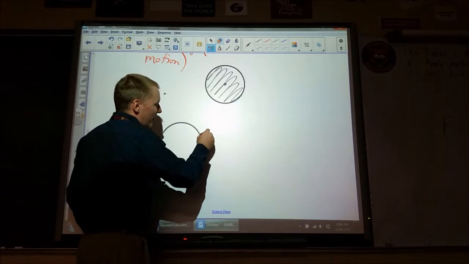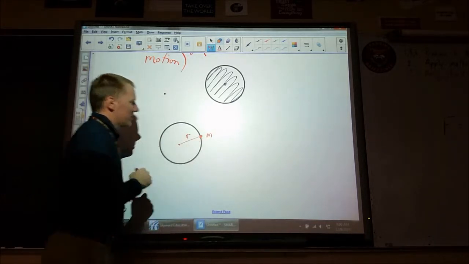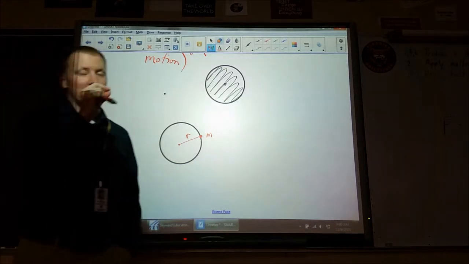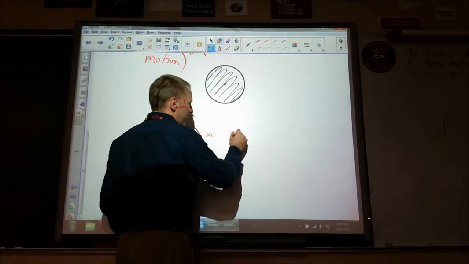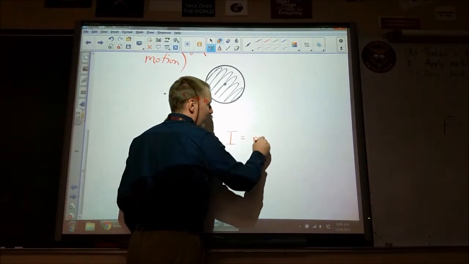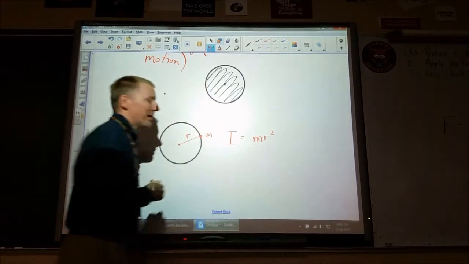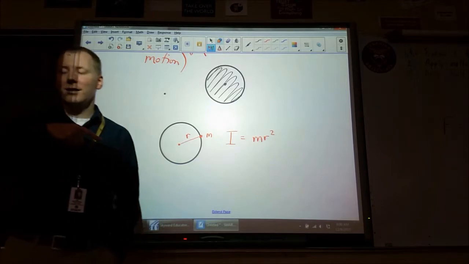It's got a mass m, and it's got a radius of revolution of r. I'm going to tell you this without proving it, but the moment of inertia is defined as the product of this mass and the square of the radius that it spins. And that's that measure of how hard it is to get it to spin.